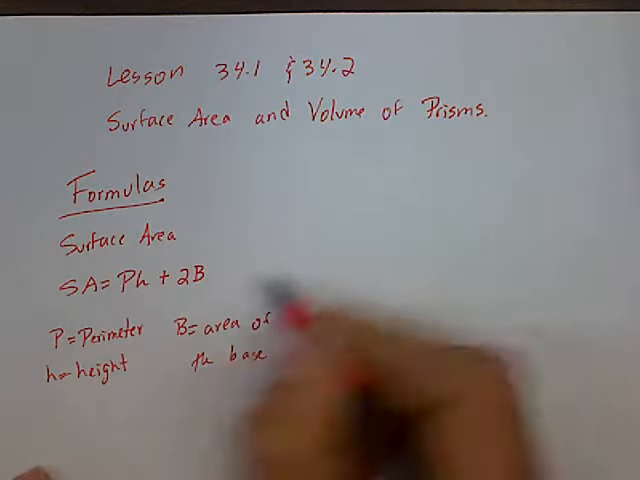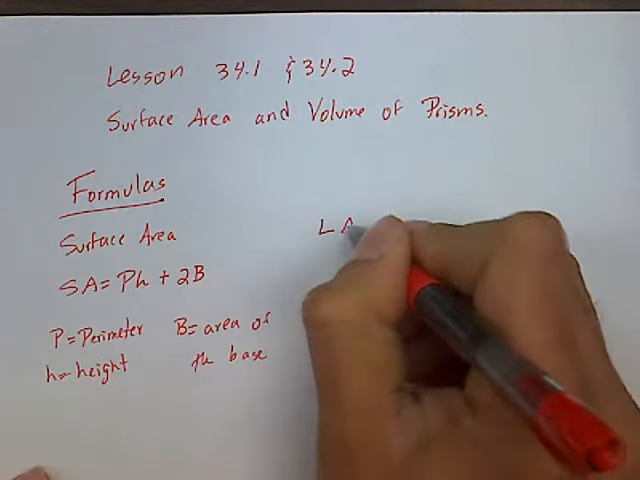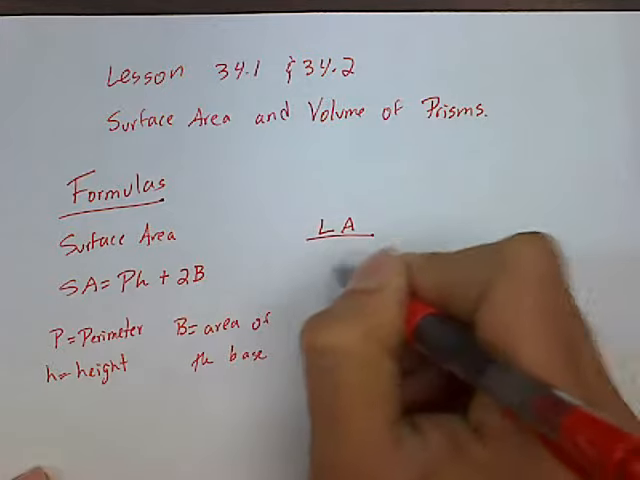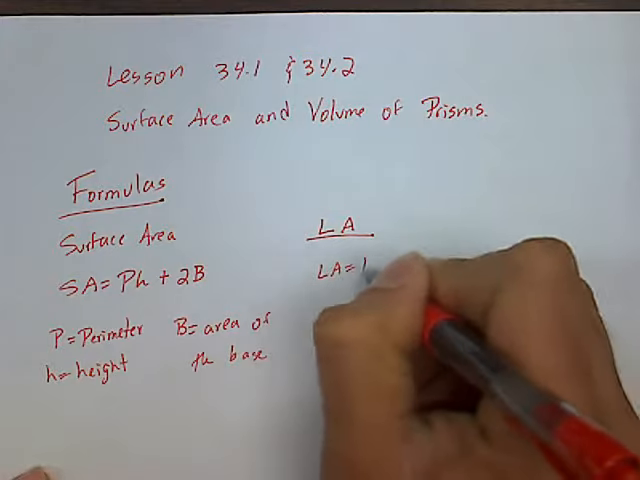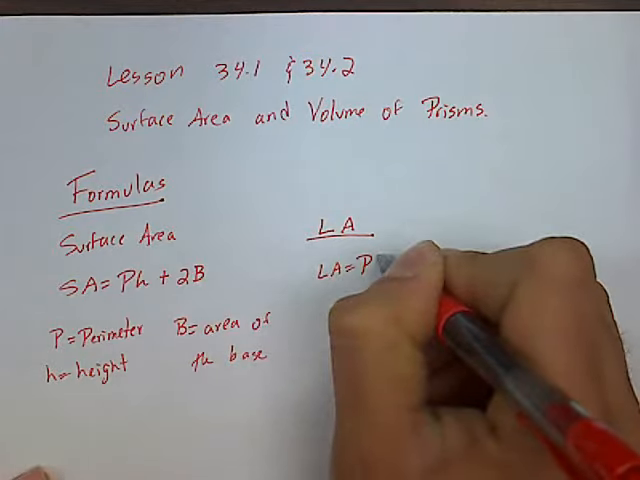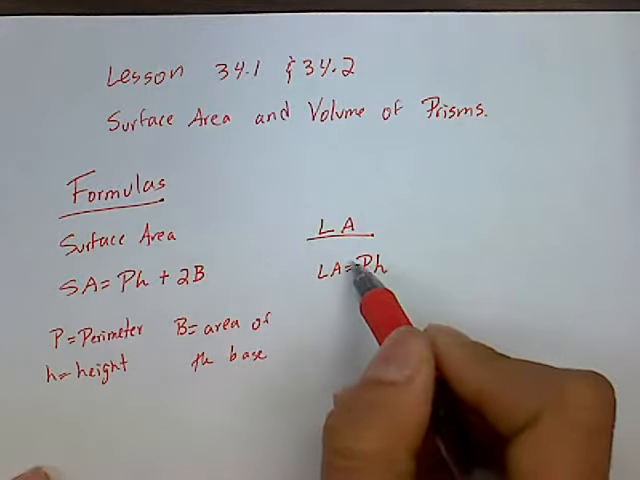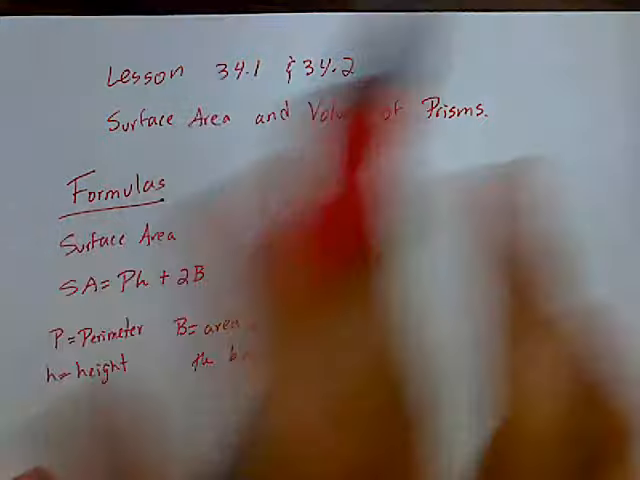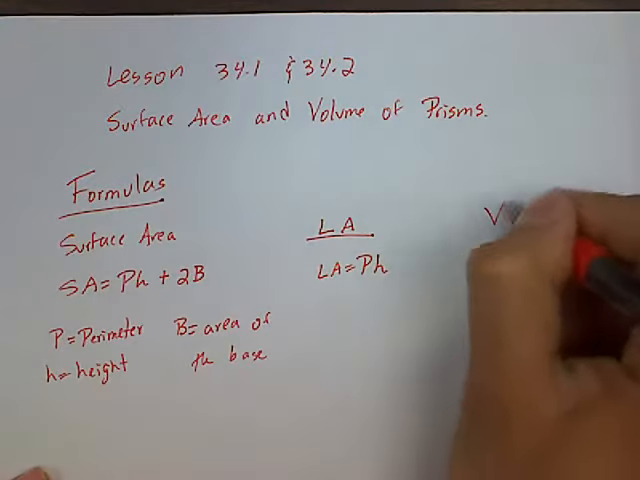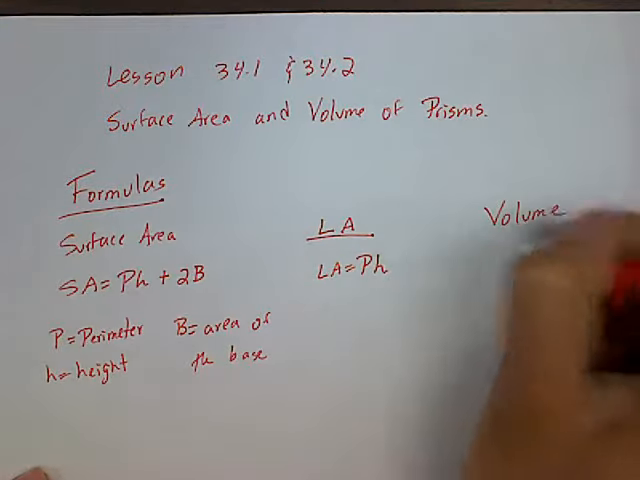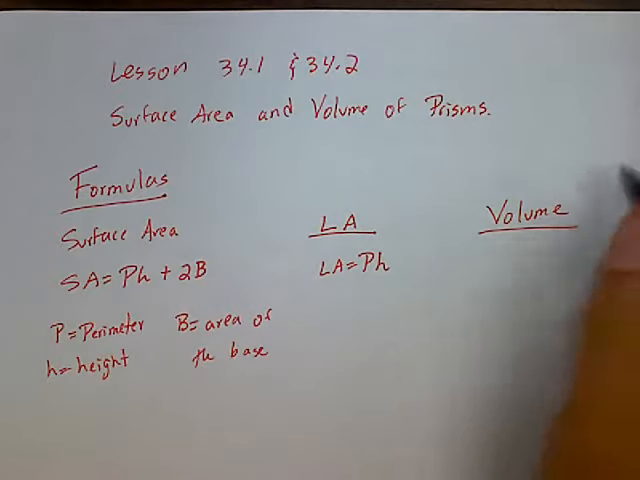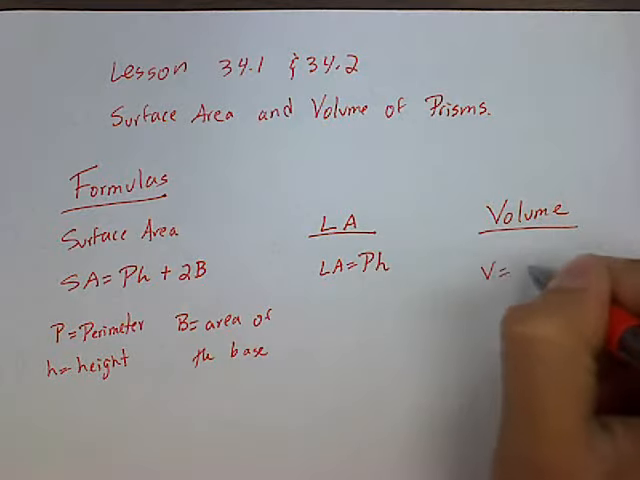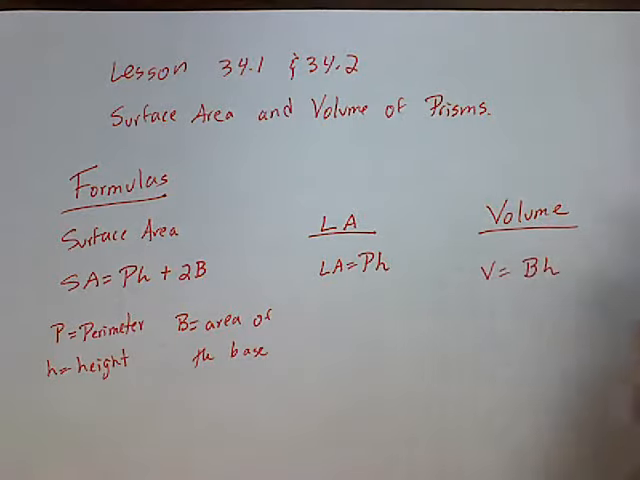Sometimes they may ask you to find the lateral area, and the lateral area is perimeter times the height. So the lateral area is the area of all the faces that are around the shape without the bases. And then for volume, the formula is area of the base times the height.